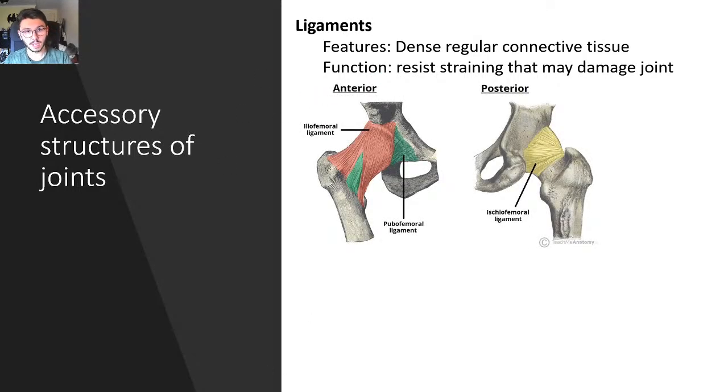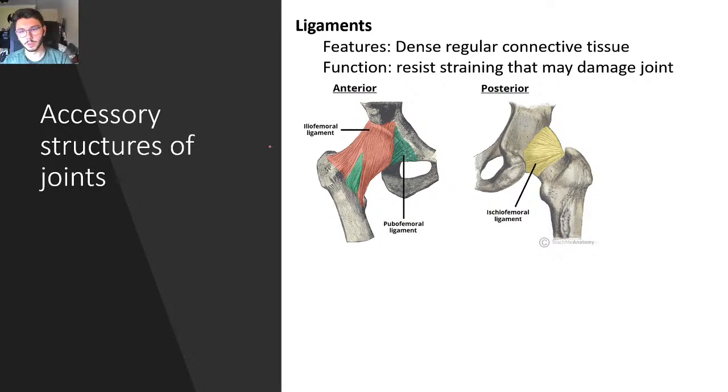A very good example, this is from the Teach Me Anatomy picture, is the iliofemoral ligament, the pubofemoral ligament and the ischiofemoral ligament in the hip. The naming is basically where the origin and the attachment points are. So iliofemoral goes from the ilium to the femoral head, pubofemoral from the pubis to the femur, and ischiofemoral from the ischium to the femur.